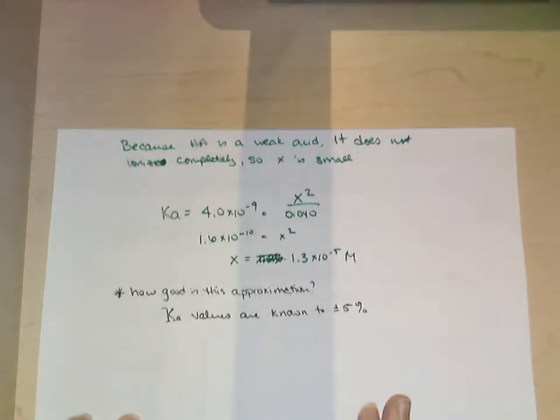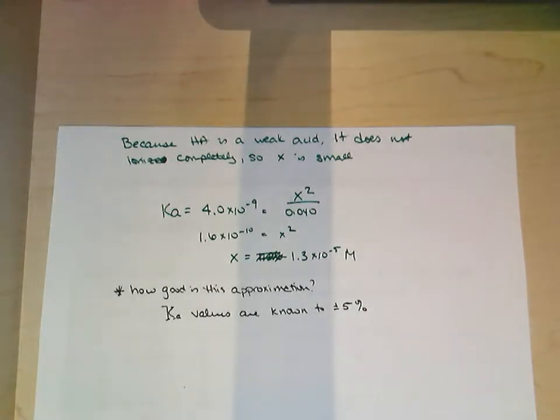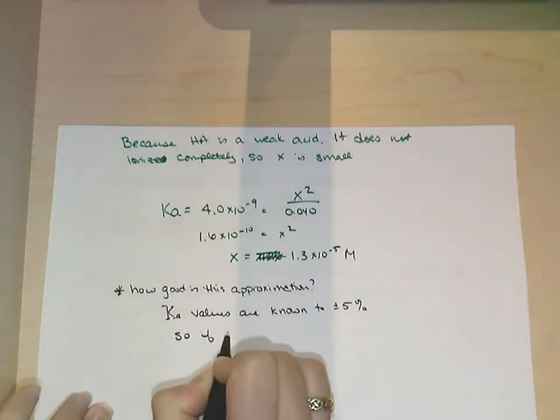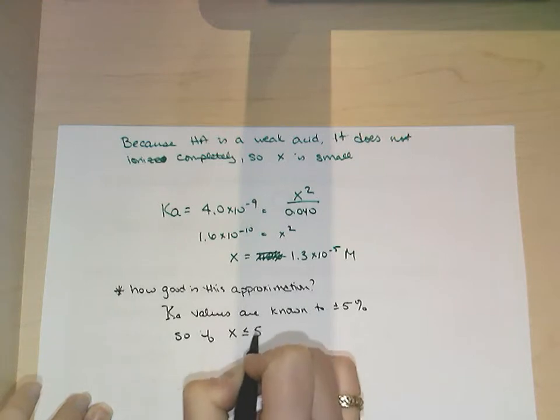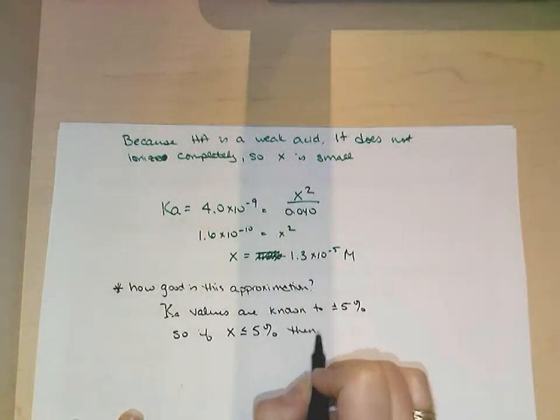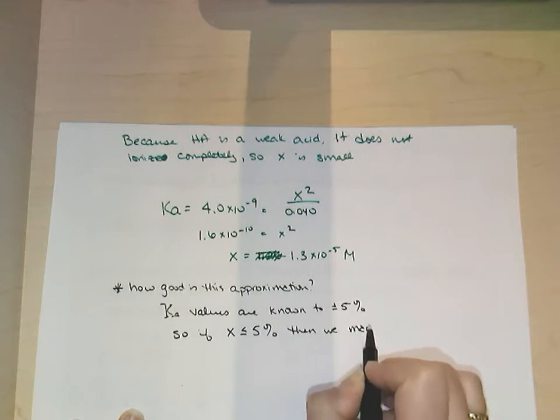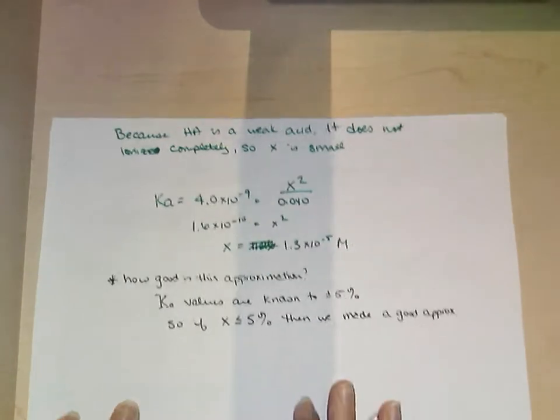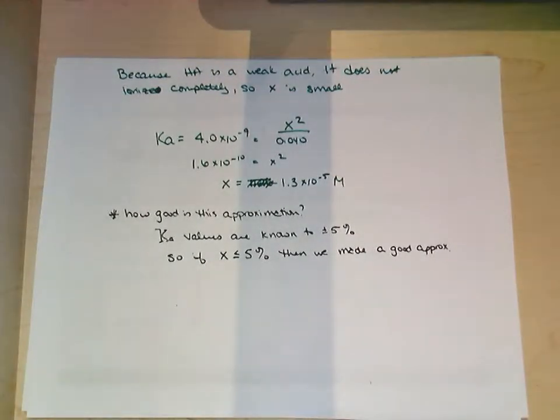All right, so experimentally, we know Ka values to plus or minus 5%. We know them pretty well, right? But there's a little wiggle room in how well we can measure them. So this means if our value of x is less than or equal to that 5%, then we have made a good approximation. So what we need to do is check our x value to see if it's 5% of what our original value is.